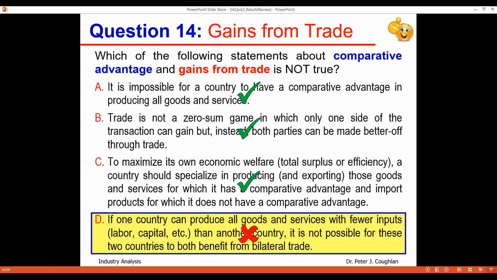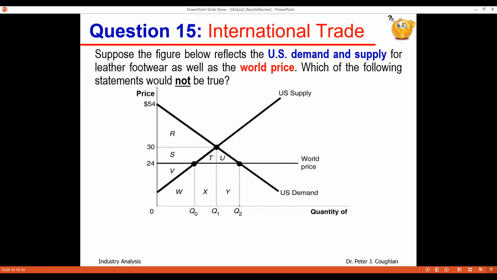All right. Question 15, international trade. You were given this diagram. It said, suppose the figure below reflects the U.S. demand and supply for leather footwear as well as the world price. Which of the following statements would not be true? We have price and quantity of leather footwear, and all these different spaces are designated R, S, T, U, V, W, X, Y. You were given four answers, and were asked which of the following statements would not be true.